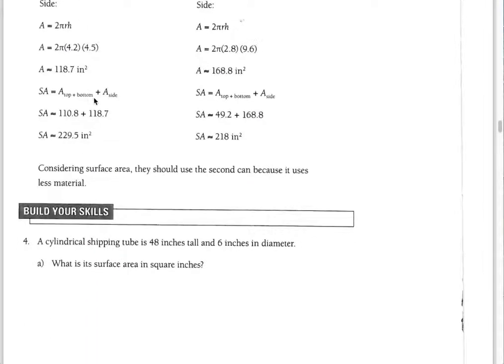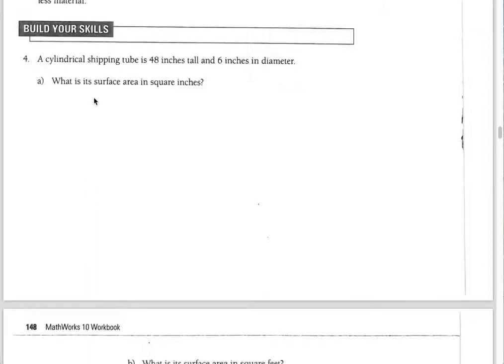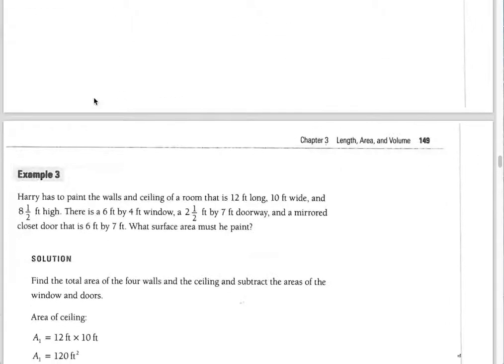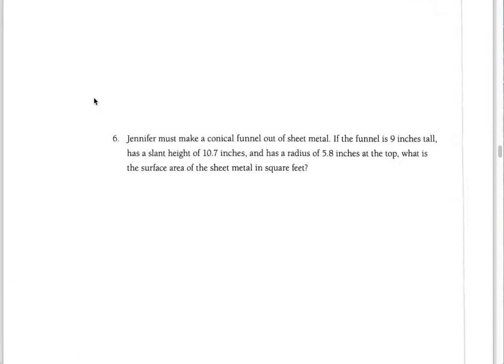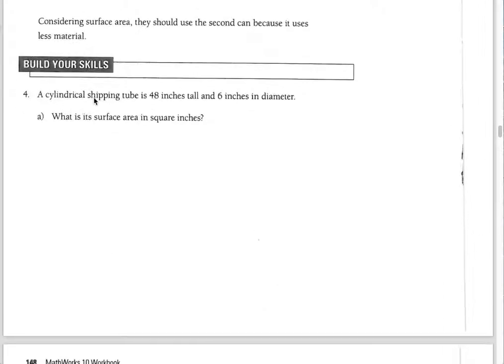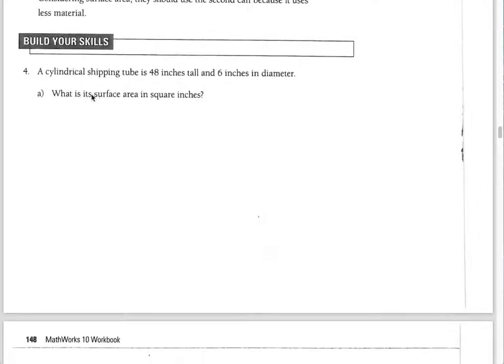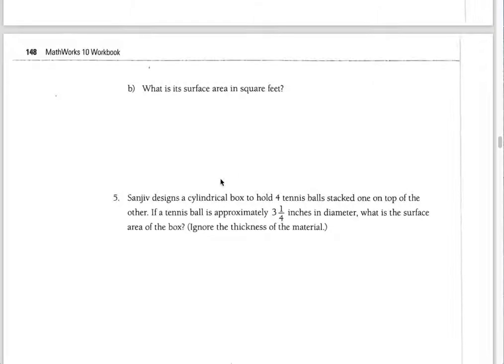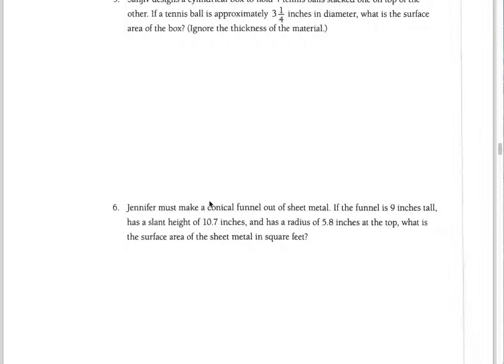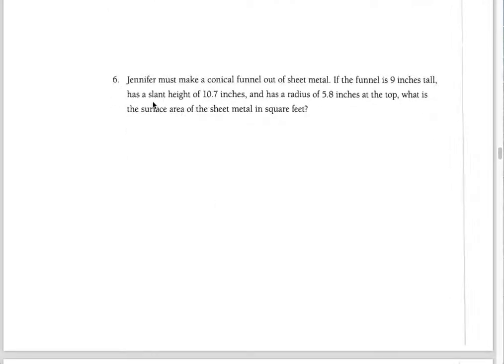So if we scroll down, there's questions 4, 5, and 6 based on example 2. They're talking about not only a can, cylindrical shape is a can. In question 5 they're looking at a cylindrical box, so it is a cylinder again. And in question 6 they're looking at a conical funnel made out of sheet metal.